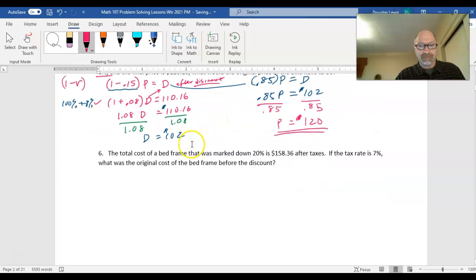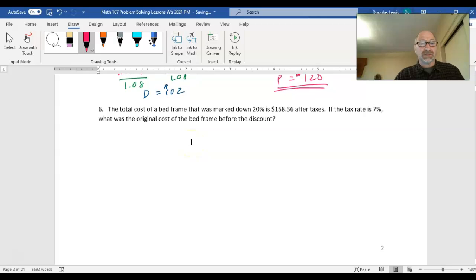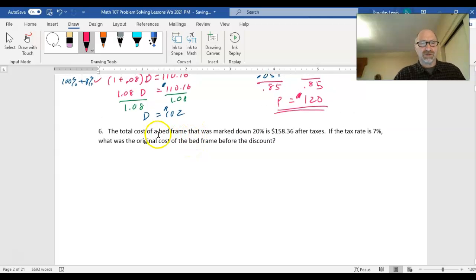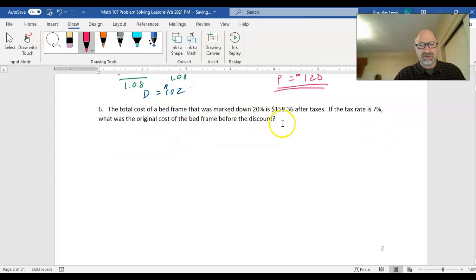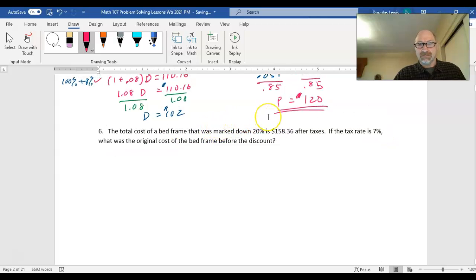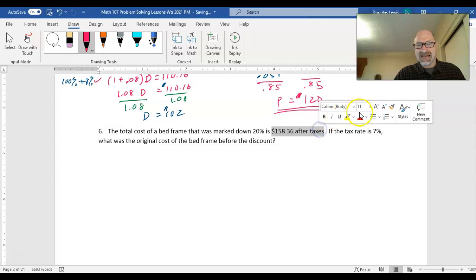Okay. Now this is a similar problem. The total cost of a bed frame that was marked down 20% is $158.36 after taxes. If the tax rate is 7%, what was the original cost of the bed frame before the discount? So this $158.36 is after the taxes.